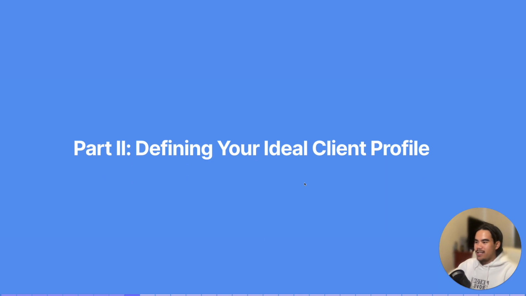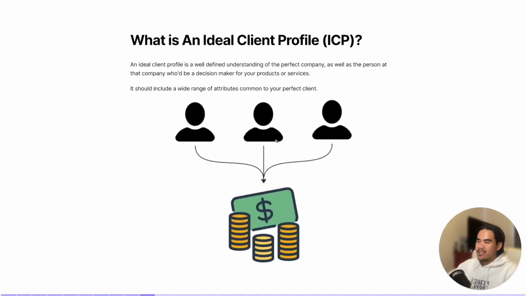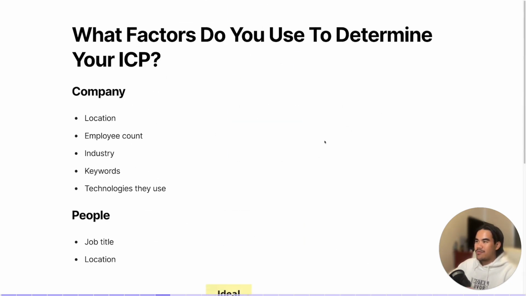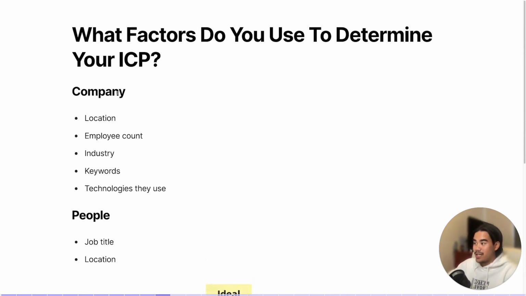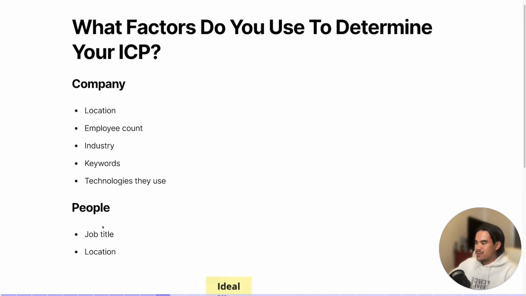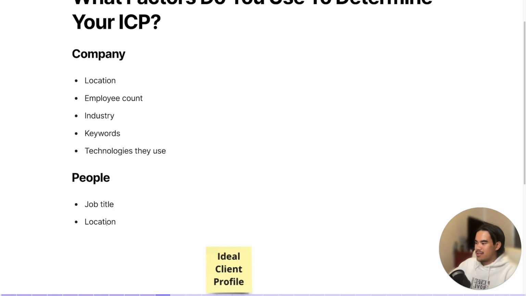So part 2, defining your ideal client profile. What is an ideal client profile, or ICP? An ideal client profile is a well-defined understanding of the perfect company, as well as the person that would be a decision maker for your products or services. It should include a wide range of attributes common to your perfect client, and what factors they use to determine your ICP. For the company, we can determine the company's location, employee count, industry, keywords, or any technologies they use. And in terms of people, we just want the job title and location, right?